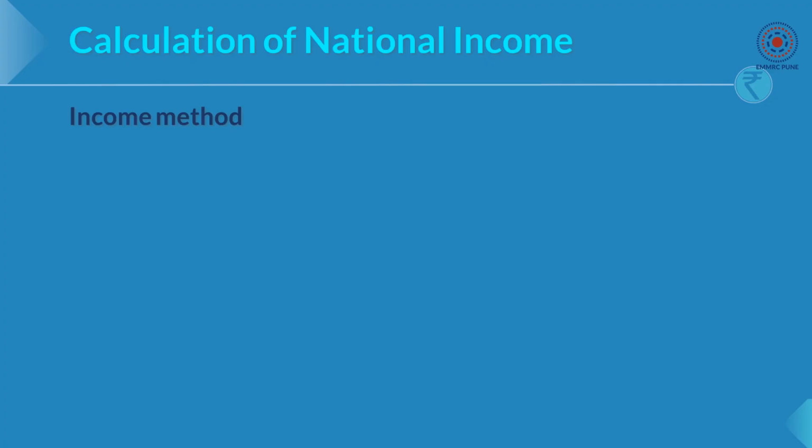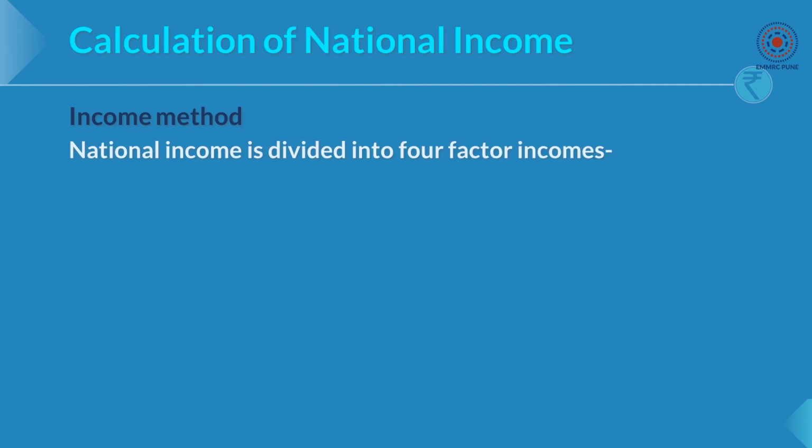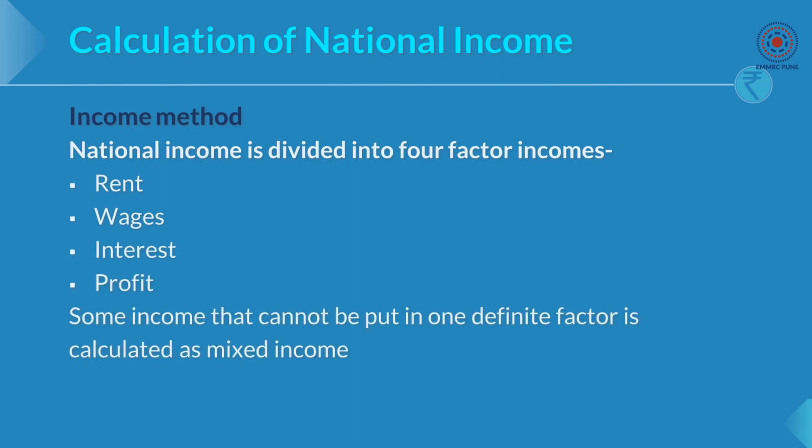The second method is the income method, wherein the national income is divided into 4 factor incomes, namely rent, wages, interest and profit. Some income that cannot be put in one definite factor is calculated as mixed income.